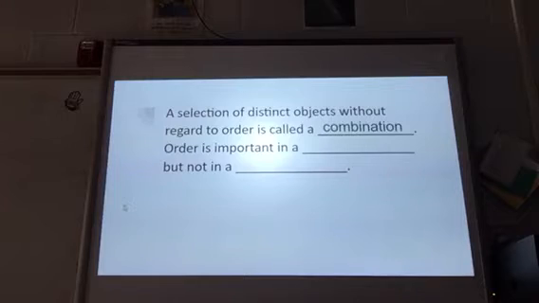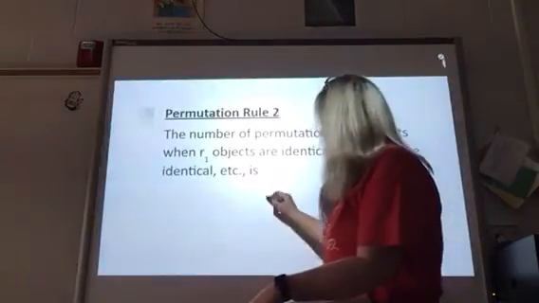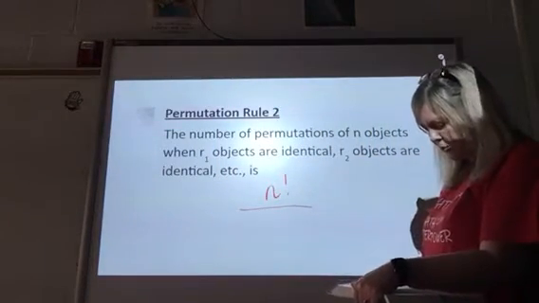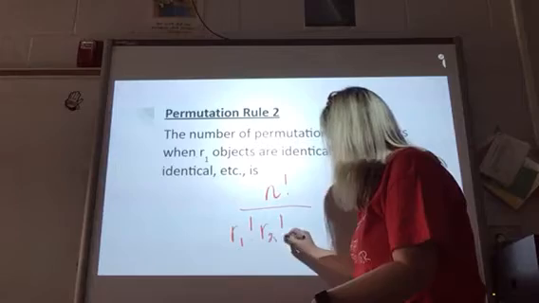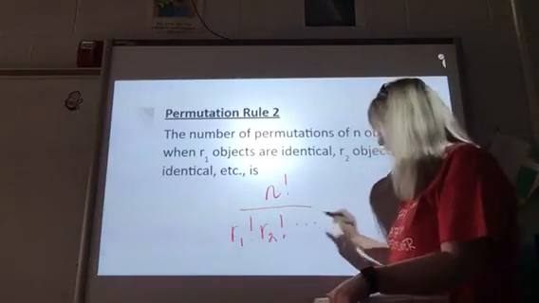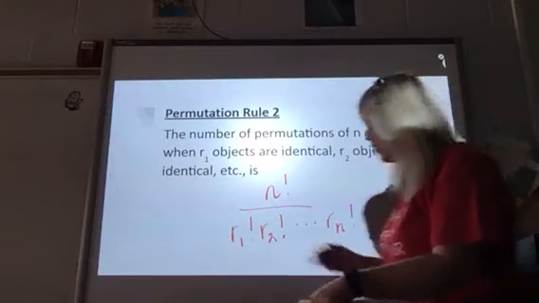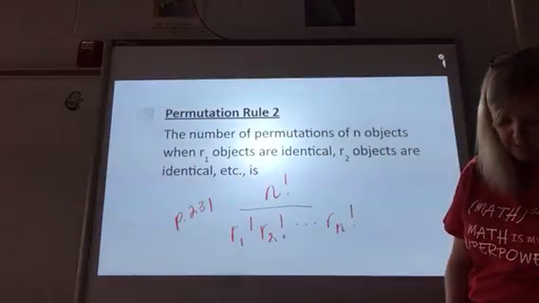Okay, there is another rule. I gotta go back, hold on, because we need to handwrite this one. Let's see, it's in our book. It is on page 231. So the permutation rule says this, for when there are repetitions happening. That's n factorial over r sub 1 factorial, r sub 2 factorial, dot, dot, dot, r sub n factorial. And this is on page 231, if you need to go back and look at it and look at the examples that go with it.